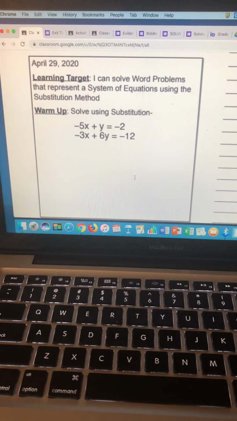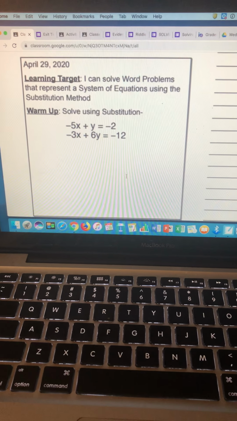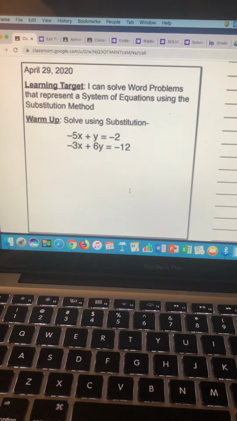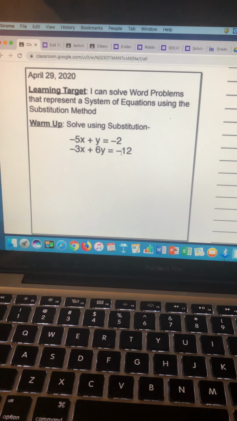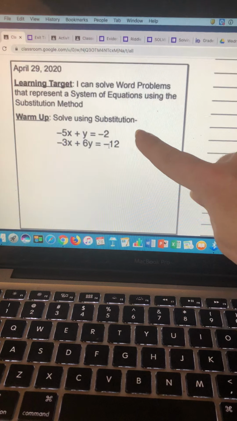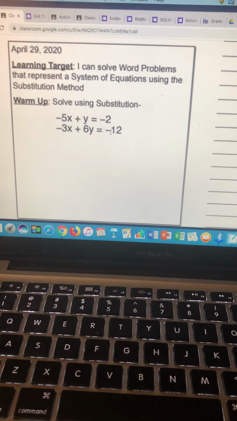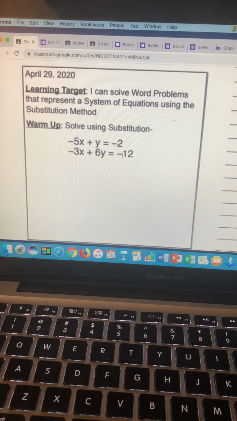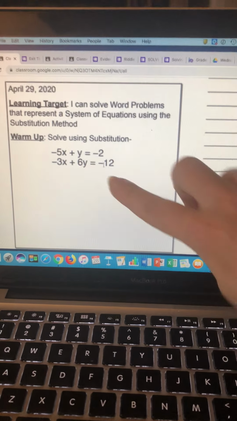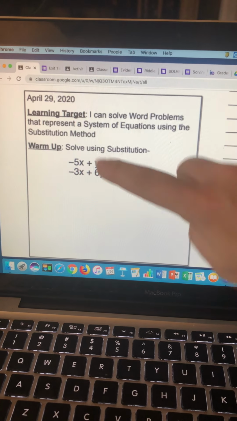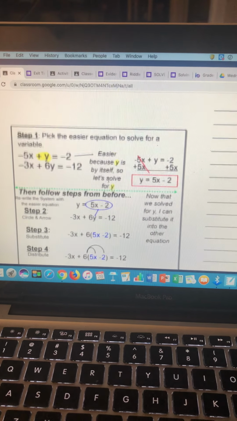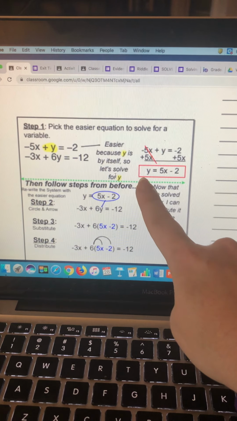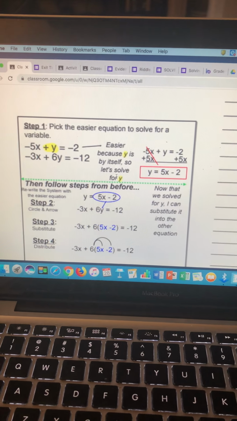So you're in day 3 of week 6. Today is April 29th. Okay, you have a warm-up where we are reviewing exactly what we did yesterday. When 2 equations are in standard form, how do you solve for the solution? You look for the equation that has a variable that's almost by itself. In this case, it looks like it's the first one because y is almost isolated. So we would inverse the 5x to get y by itself, and now we have y equals 5x minus 2.